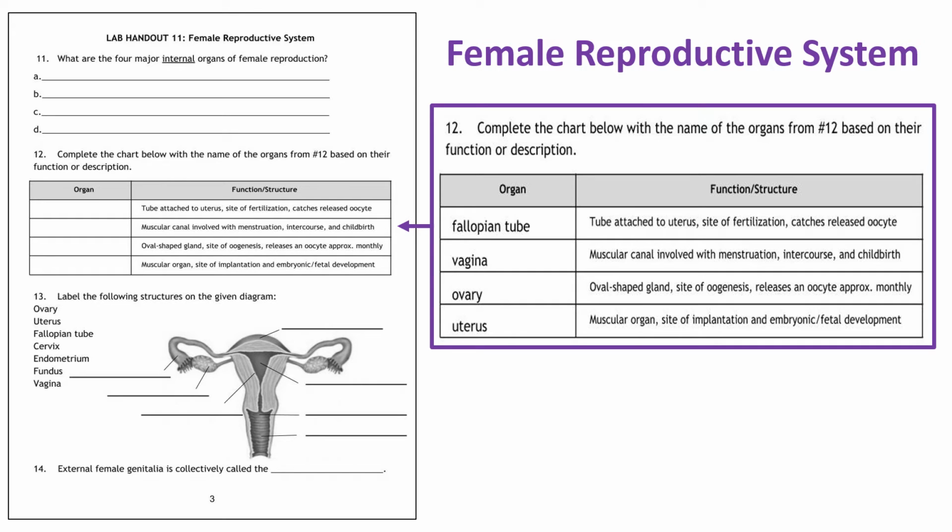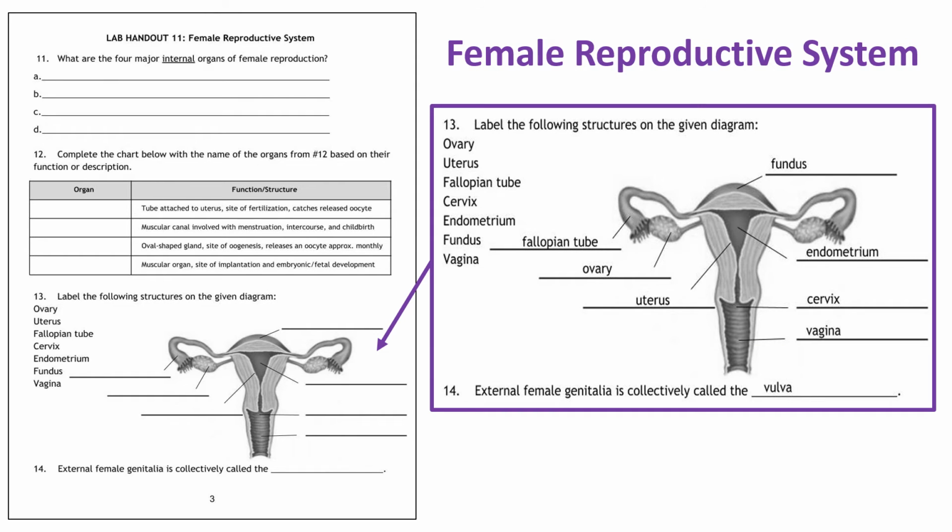Vagina, muscular canal involved with menstruation, intercourse, and childbirth. Ovary, oval-shaped gland, site of oogenesis, releases an oocyte approximately monthly. Uterus, muscular organ, site of implantation and embryonic and fetal development.